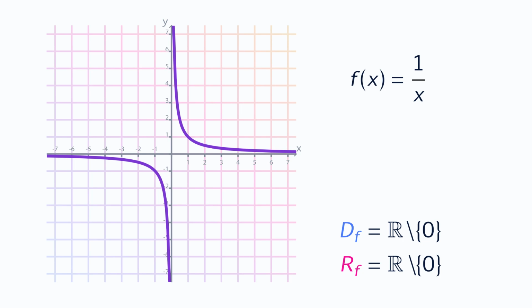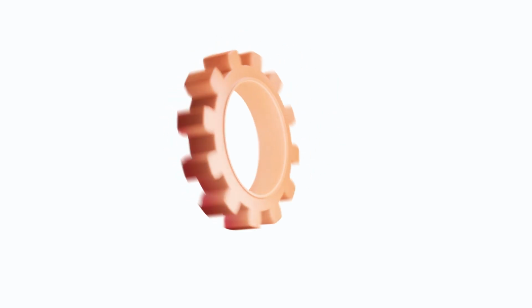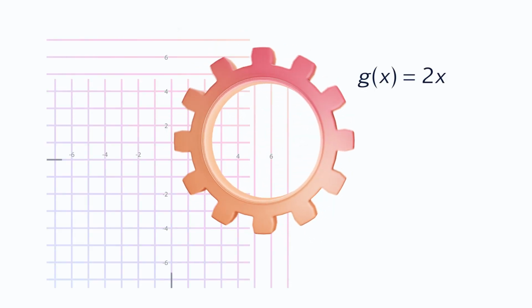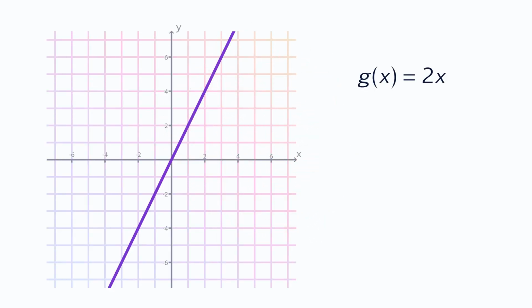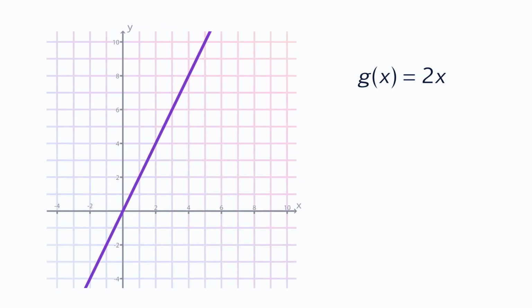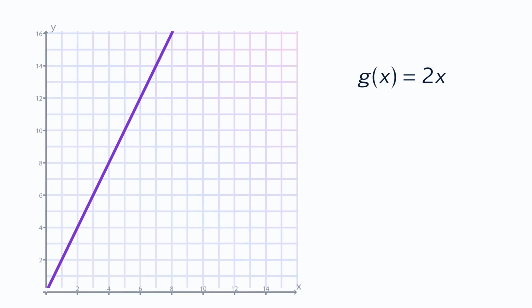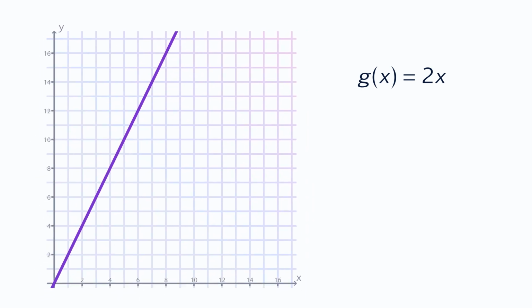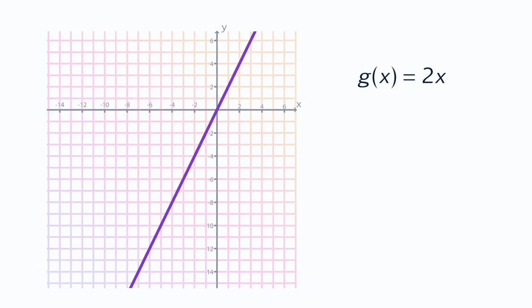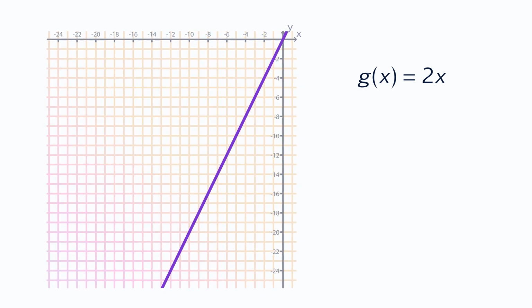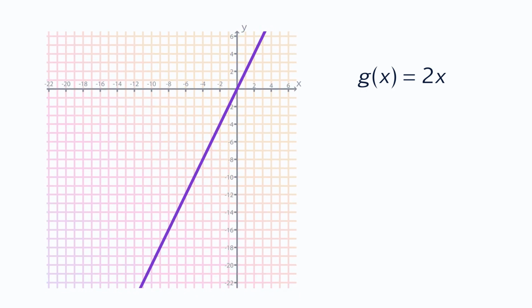Now let's consider a different example. Say you have the function g(x) = 2x. Here you see part of the function's graph. You study the graph of g(x) = 2x to find its domain and range. The graph extends far in both directions as you scroll along either axis. You find no gaps or breaks in it no matter how far you zoom out or in.